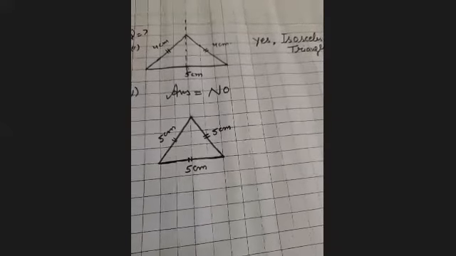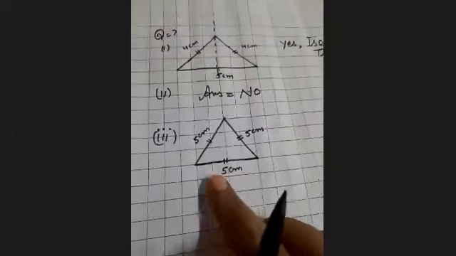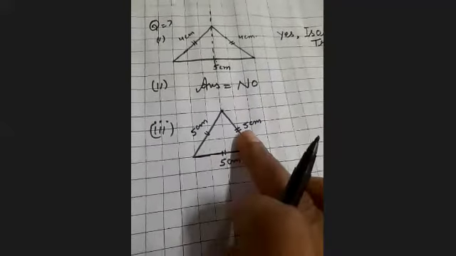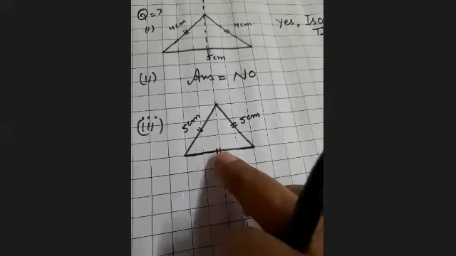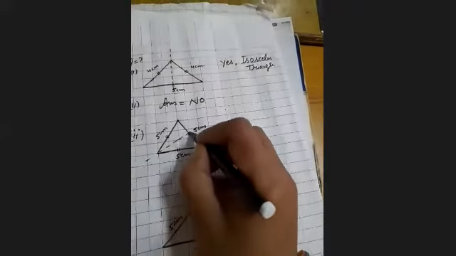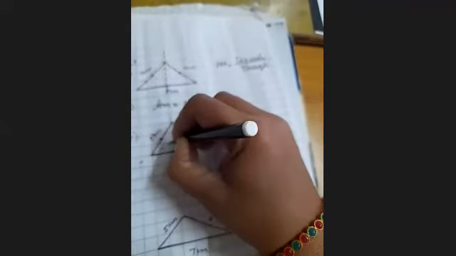Next, third part is exactly 3 lines of symmetry. Yes, friends, an equilateral triangle has 3 lines of symmetry. All 3 sides are equal in length. First, we'll draw an equilateral triangle, 5 centimeter, 5 centimeter, and 5 centimeter. Then draw the 3 lines of symmetry. First, second, then third. Again, your answer is yes.